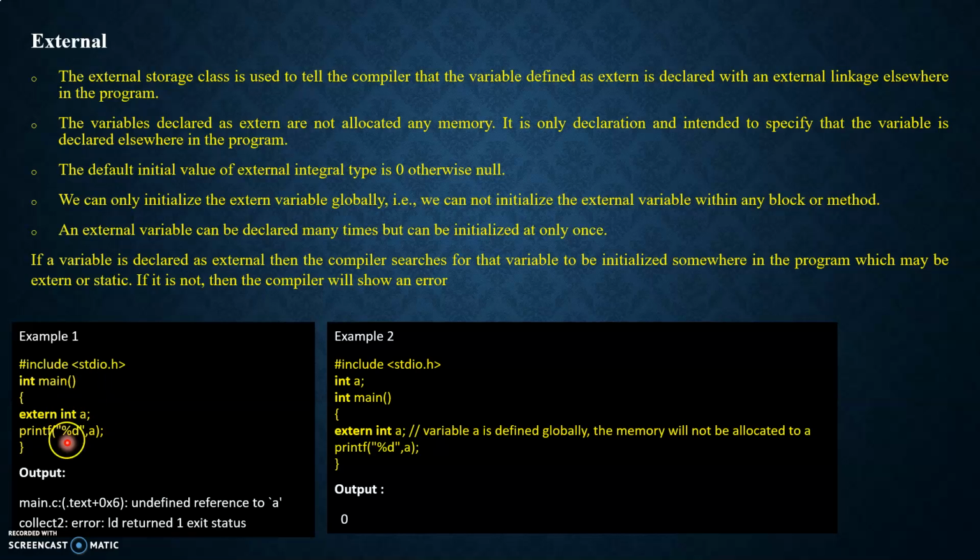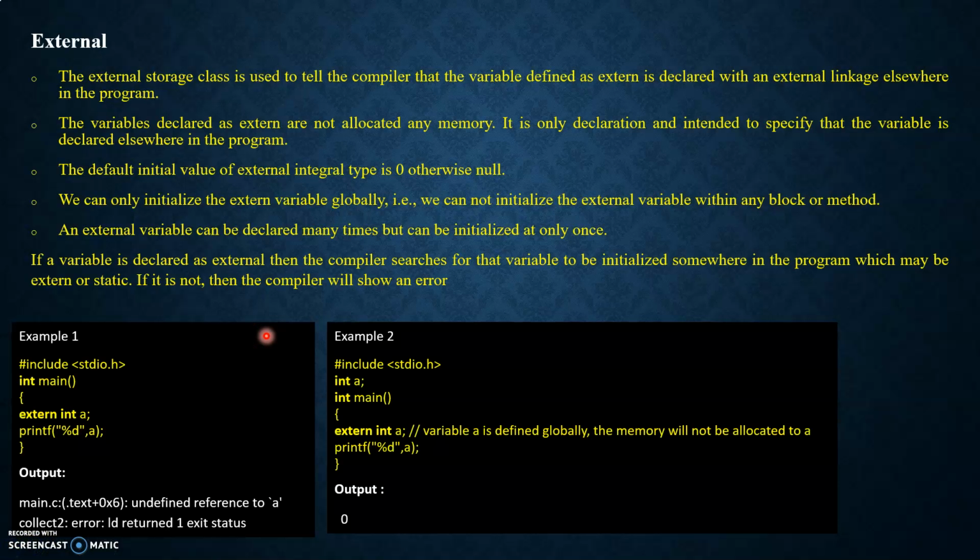So here in the first part we are writing extern int a, then printing a with %d. The output will be undefined reference to a. Why? Because a is not defined. In the second case, if I am writing extern int a and I am declaring int a before it, that means globally declaring int a before the int main function, this is called global variable declaration. Then it will assign a value 0. Okay, so variables that are defined using the extern keyword are global variables. These variables are accessible throughout the program.